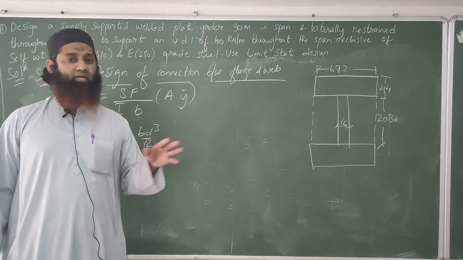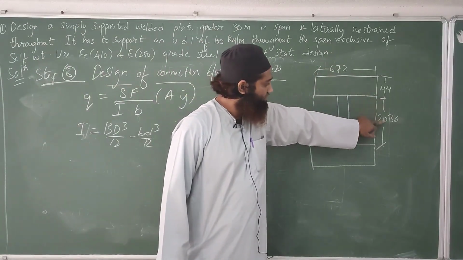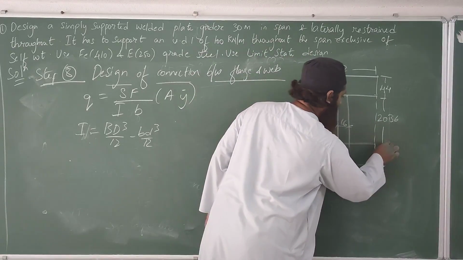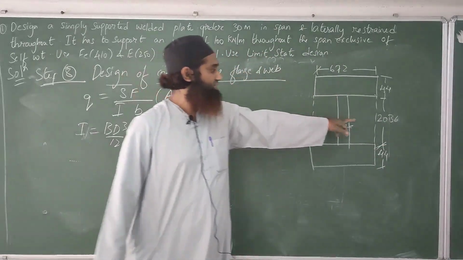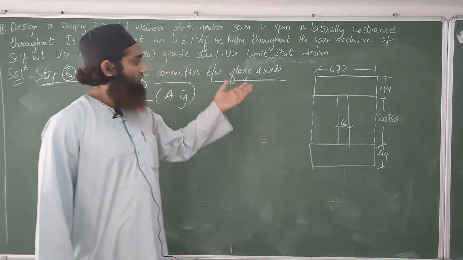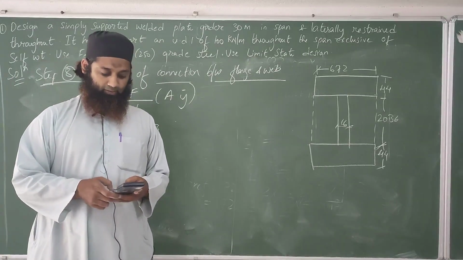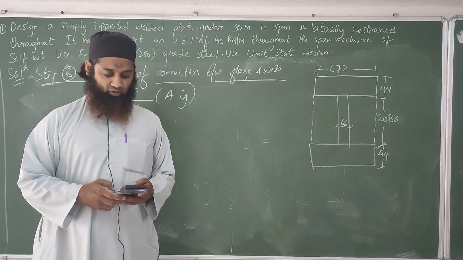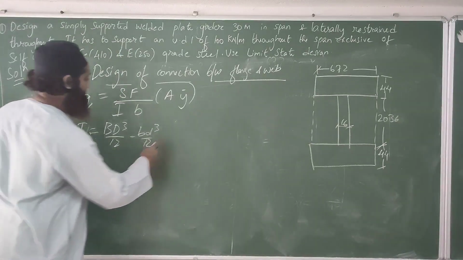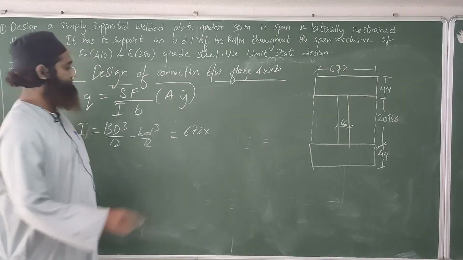B is the capital B, 672, and for D you will have to calculate: 44, 2036, and again you have 44 also here. You just sum this up, 2036 plus 44 plus 44. You are getting it as somewhere around 2124. You just substitute these values here: 672 into 2124.